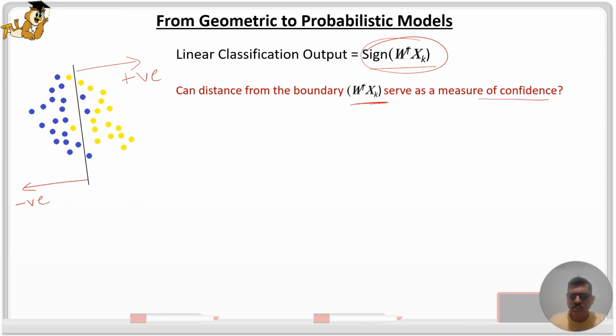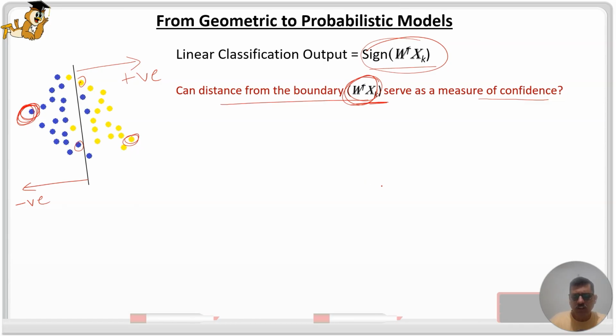And therefore, it seems reasonable that the further the point is from your linear separator, the more confident you are about your classification result. Right? So for example, you would say that you were pretty sure that this was going to be mapped blue and this was going to be yellow, as opposed to perhaps points that lie near the linear separator. So can the geometric distance from the boundary, which is essentially just an indicator of the distance from the boundary, serve as a measure of confidence?